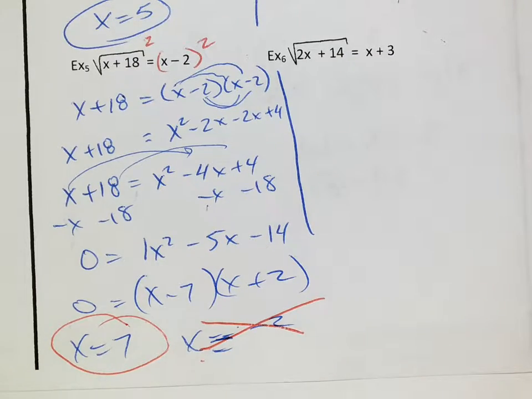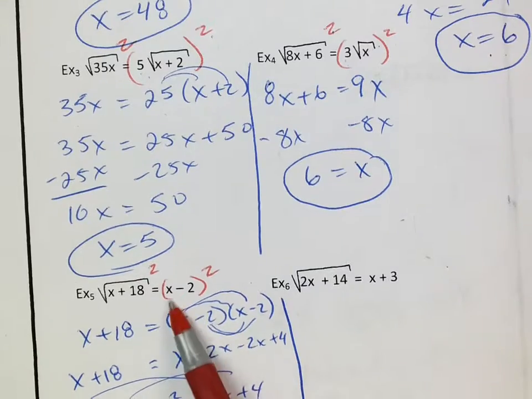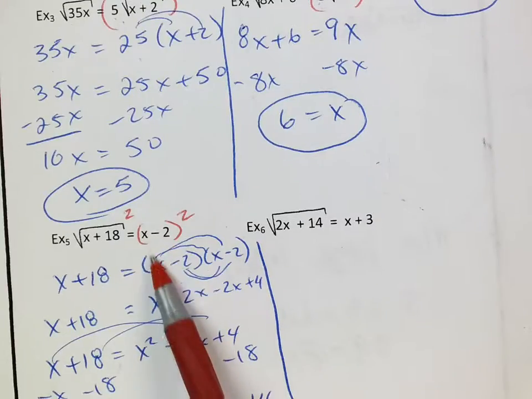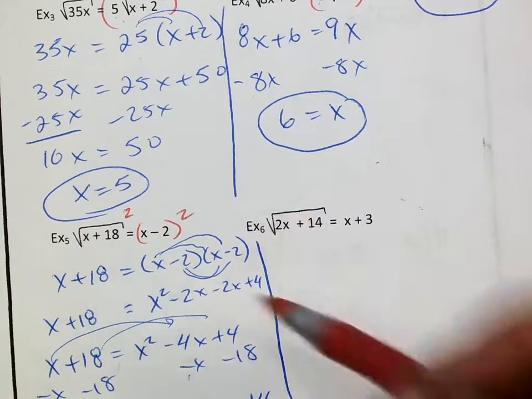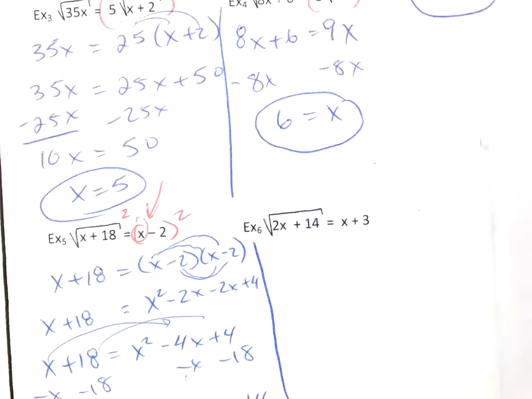Why don't you want negative 2? Great question. Let's go back to the original. Can a square root equal a negative value? If negative 2 is right there, you get a negative value. Cannot.